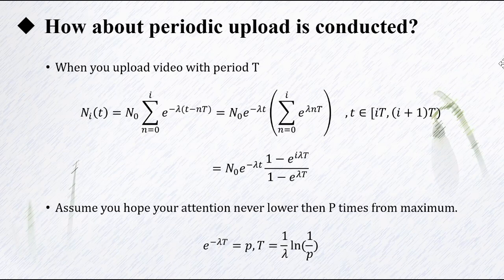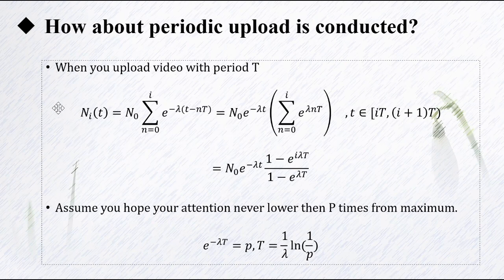Finally, let's explore what happens when you upload videos on a regular schedule, say every T units of time. In this case, the total attention at time t becomes the sum of all previous decaying attention waves, like the formula. After simplifying this geometric series, we get the second formula in this slide. This tells us that if you consistently upload content every T time units, you can maintain a stable and possibly great level of attention over time.